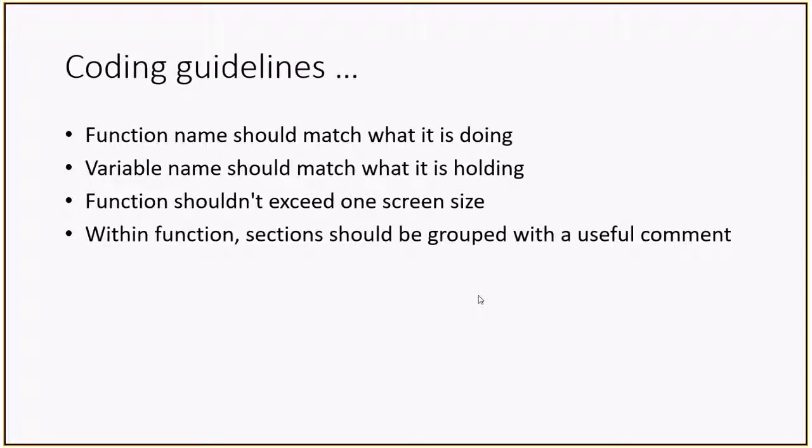Then the last slide. These are my key points, what I keep in mind when I write JavaScript code, in terms of coding guidelines. Normally I use function names that match what the function is actually doing, and I keep the variable name matching what it's holding. At any cost, it shouldn't change the meaning. If it changes, then your program life is short. If your program life has to be long, then you need to follow these points.